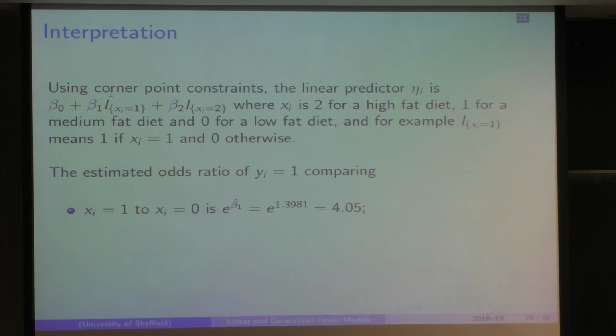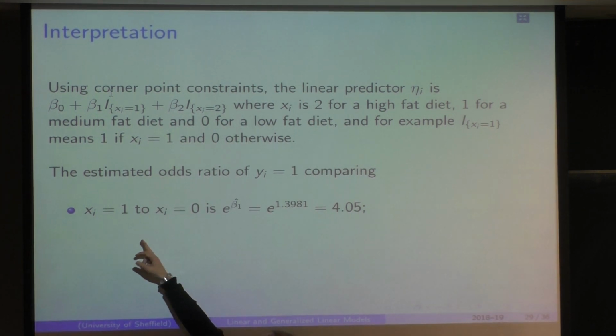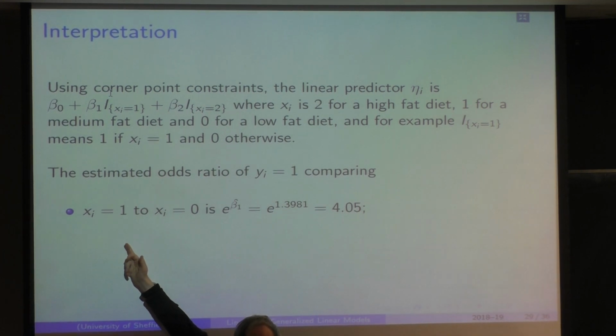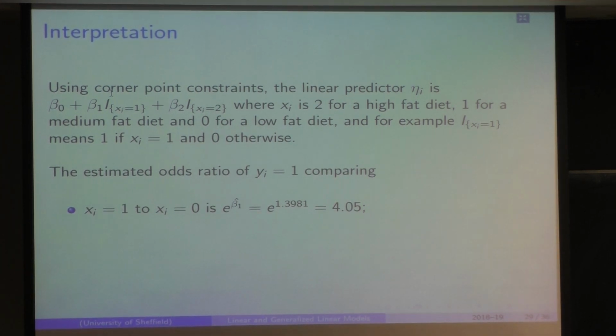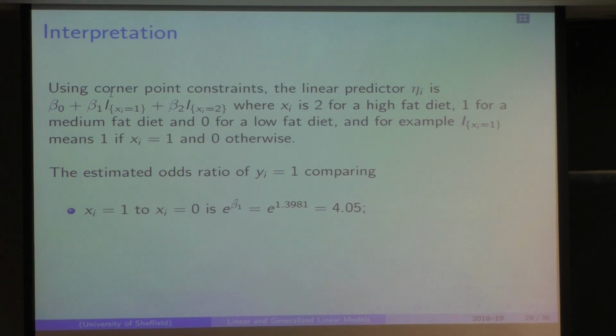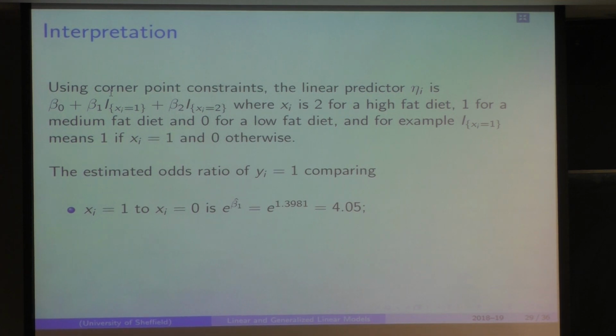So if we want to look at the odds ratio for getting coronary heart disease, and we want to compare the difference between a medium fat diet, which corresponds to xi being 1, and a low fat diet, which corresponds to xi being 0. For a low fat diet, the linear predictor is beta 0, so the odds will be e to the beta 0. For the medium fat diet, the linear predictor is beta 0 plus beta 1, so the odds will be e to the beta 0 plus beta 1.